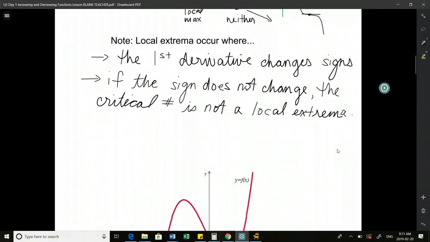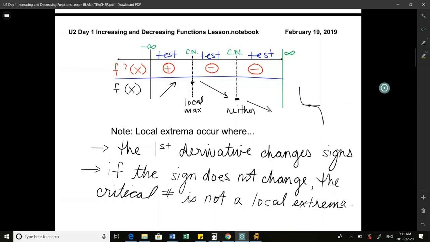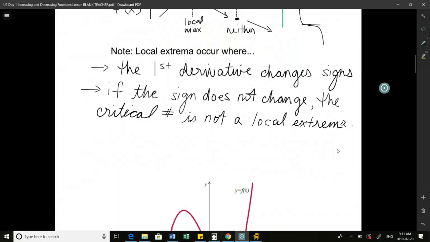So when I'm looking at this chart and I do my test values, I'm seeing that the signs change at the first critical number here. It goes positive to negative, but between these two, it stays negative. So I would need it to change from positive to negative or negative to positive in order for that critical number to be considered a local max or a local min. Don't worry, we'll do some examples. I'm just showing you the setup right now and giving you some foundational knowledge. We're going to do it algebraically, though.